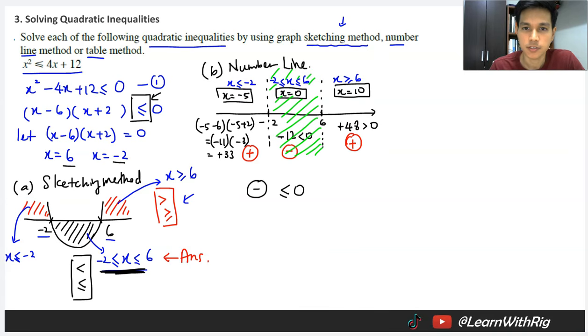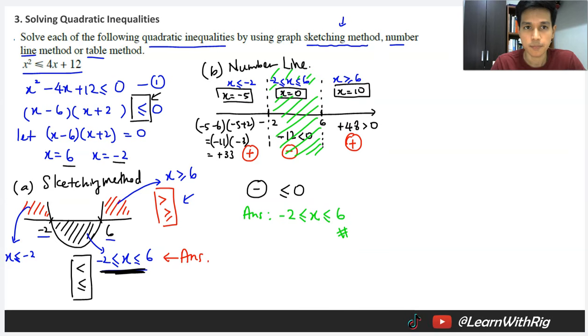So what's the answer for this? The answer is negative 2 less than or equal to x less than or equal to 6. So you notice that this answer is the same as this, correct? You should get the same answer for all, okay? So basically this is how you do it, right?